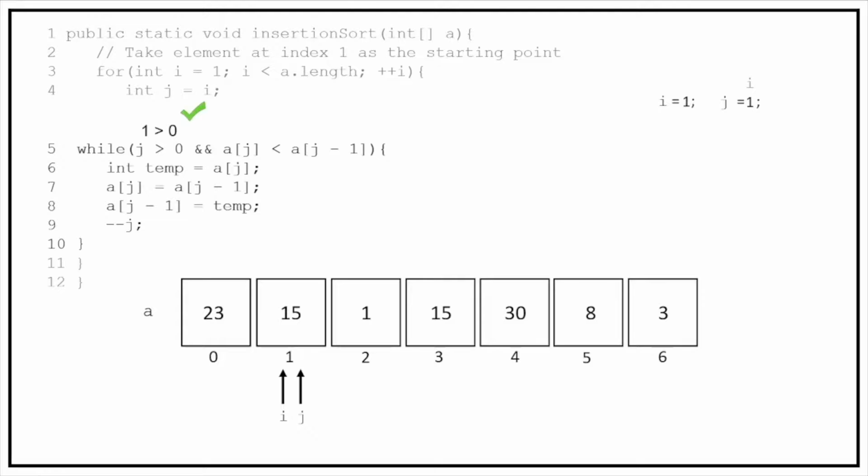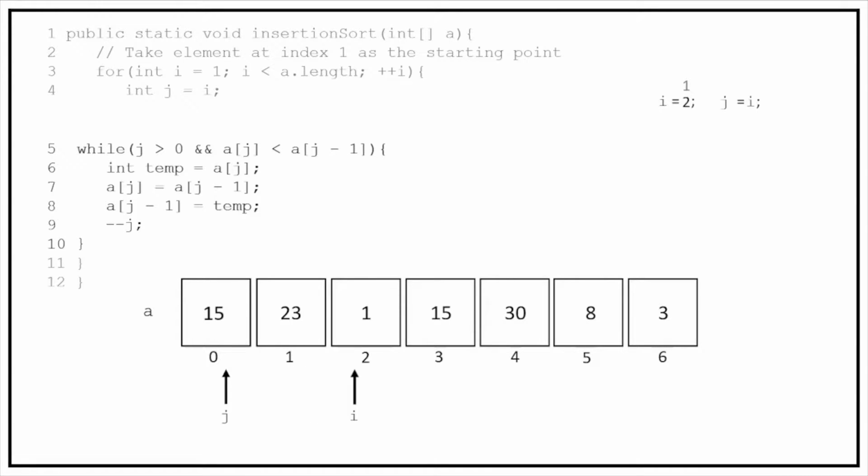True, it is. And the second statement, is A at J less than A at J minus 1, or is 15 less than 23? True. This means that we're going to swap and de-increment J. Now J will be at index 0. Since 0 is not greater than 0, the Boolean statement is false. It ends that iteration, and I will increment by 1. This means the index for I is now 2.